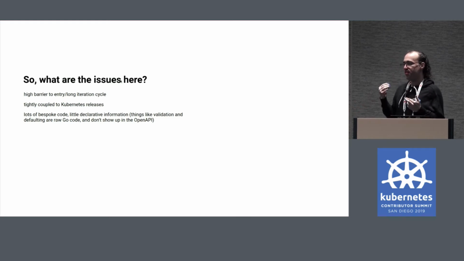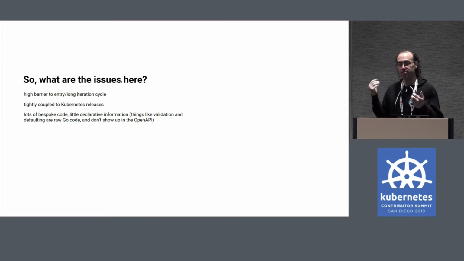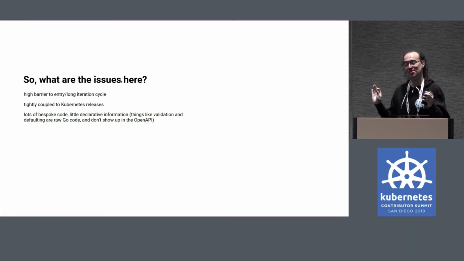And then there's also this problem of not having any declarative information attached to your API. So when we write validation and defaulting for built-in types, we do that as Go code. And this is incredibly flexible. It lets us basically do arbitrary logic in validation and defaulting. Sometimes this lets us do really bad things that we later regret, but it's very flexible.